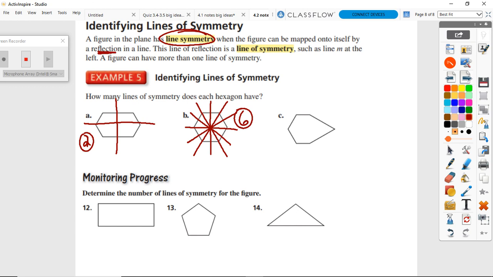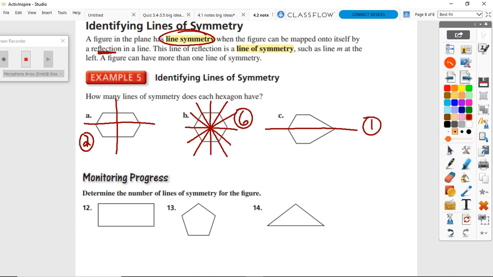And then this guy, it's kind of weird. We can definitely go that way, but we can't go vertically at all. So that would only have 1. So they show you a couple different hexagons here and how it could have 2, it could have 6, it could have 1. All right, pause the video here, see if you got these last couple of lines of symmetry.